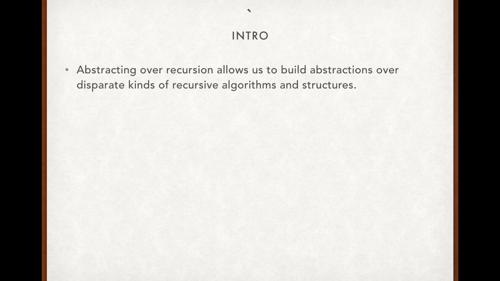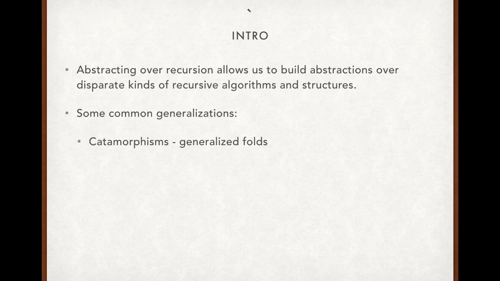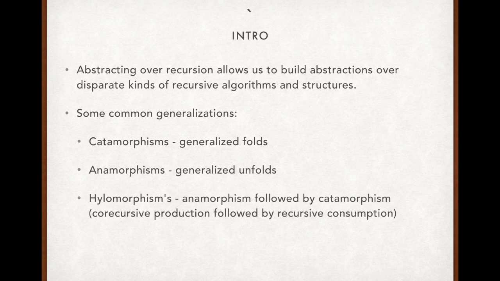What this allows you to do is abstract over recursion, so that anything even vaguely recursive can now be described in terms of the same combinators and the same tools. And there are tons of them, and I barely understand even these three. Catamorphisms, anamorphisms, and hylomorphisms are the most common three.